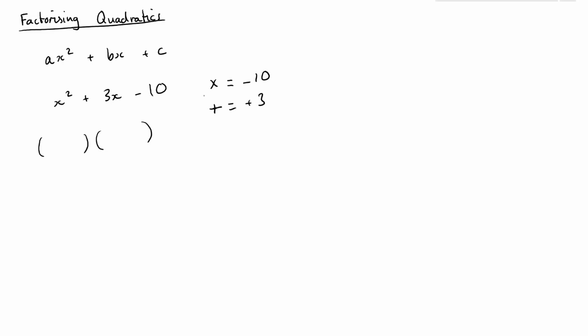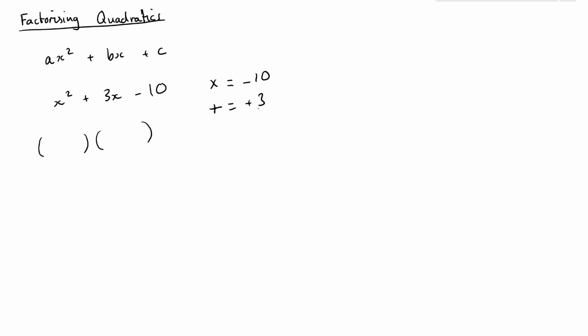The reason it does this is because of what happens when we expand brackets. Factorizing is essentially the opposite of expanding. If you want to work out how to expand brackets, I would recommend going and watching that video first. So when we factorize quadratics, we need to find 2 numbers that multiply together to give you minus 10, but add to give you 3.